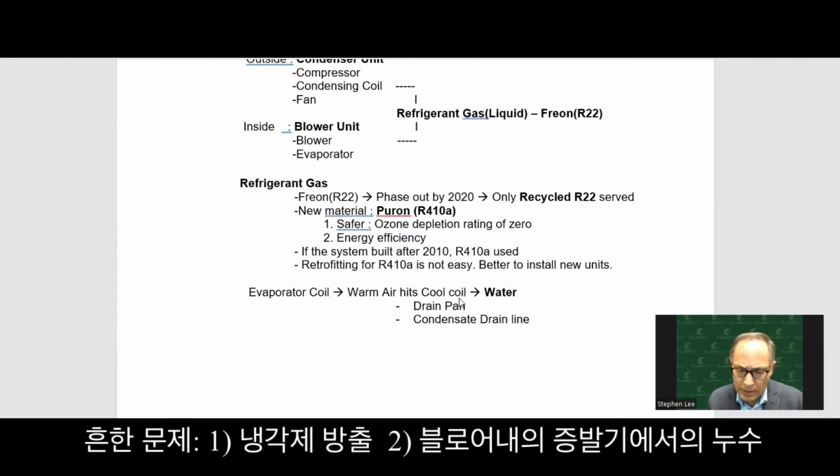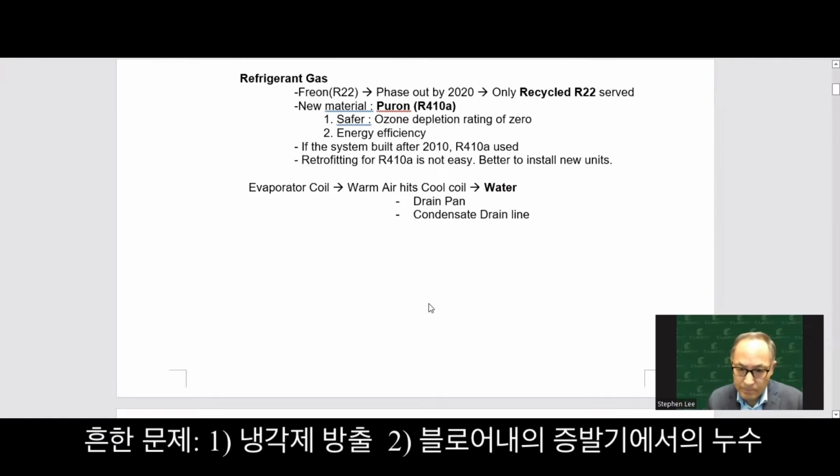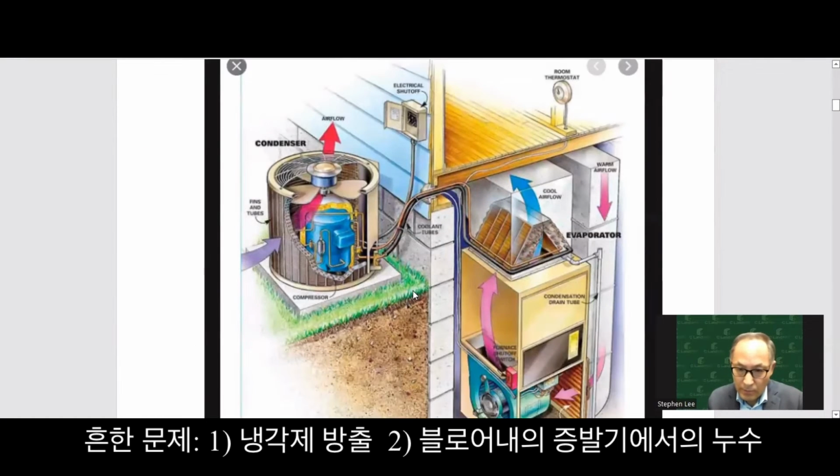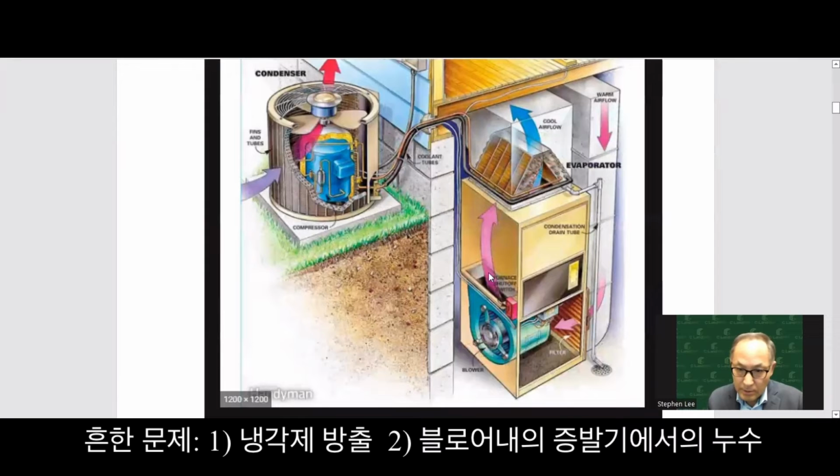Sometimes you don't relate this water and air conditioning system. Why? We want to take a look here. This is a blower unit. I said typically this unit is above the ceiling. That's a typical place we usually put it. Of course, it can be in the basement too.